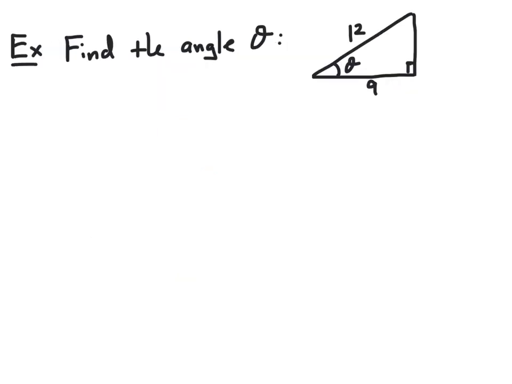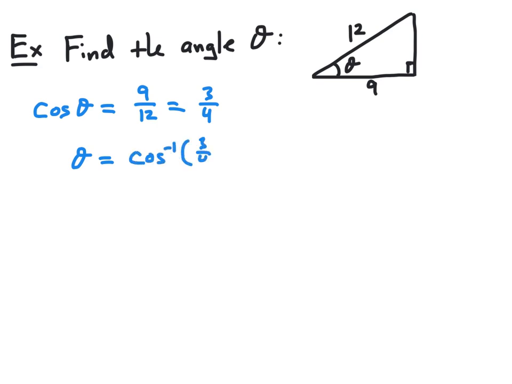In this example, we want to find the value of the angle theta in this triangle shown here. Notice that in this triangle, we have an adjacent side of length 9 and a hypotenuse of length 12. The adjacent side and the hypotenuse are parts of the cosine function. And so from the triangle, we see that the cosine of theta is equal to 9 over 12, or 3/4 if we simplify that. So the cosine of theta is equal to 3/4. From this relation, we can see that theta will be the inverse cosine of 3/4.